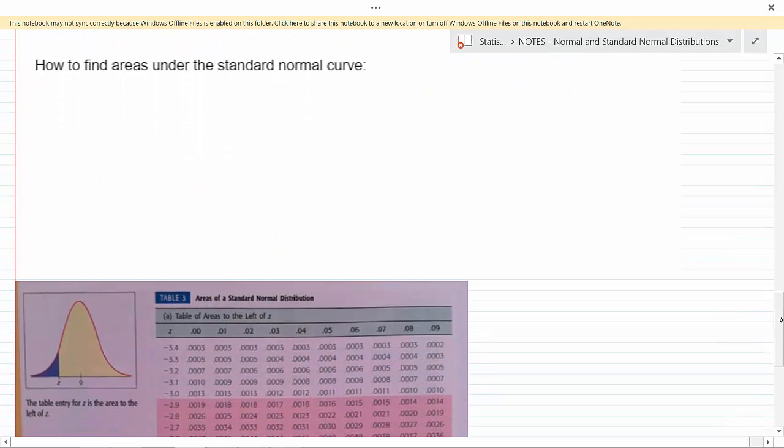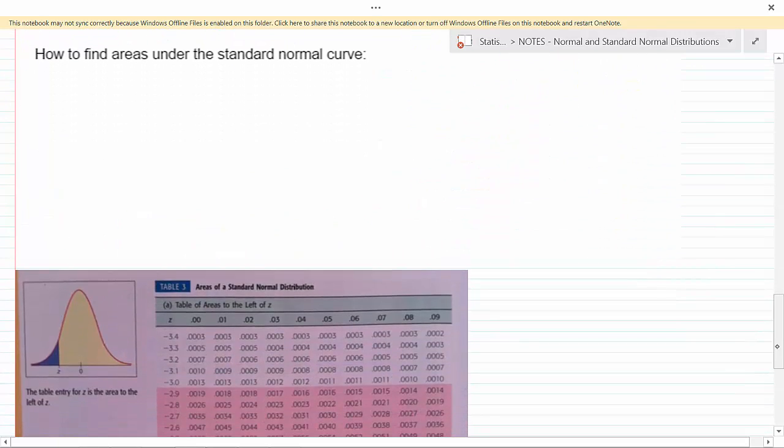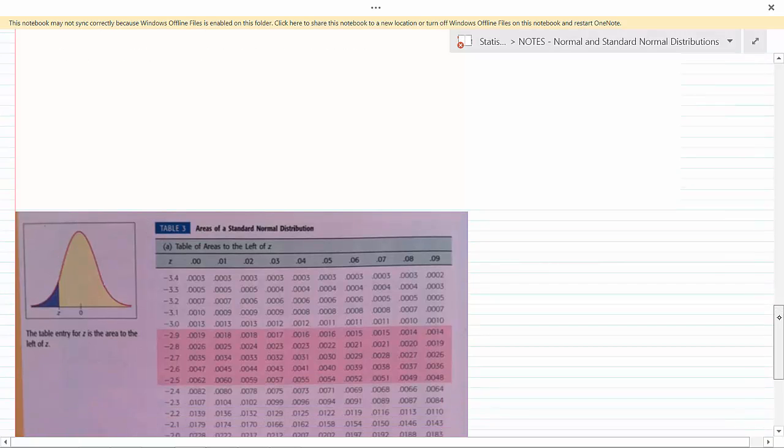The nice thing about the standard normal curve is that we can easily find areas under the curve in different denominations. So when we looked up above at the empirical rule, we were looking at really rough areas, right? We're talking about 1, 2, and 3 standard deviations away. But what if a z-score is half of a standard deviation away from the mean, or 2.5, or some other number that's not one of these whole denominations that we have? Using the standard normal curve, we can actually find those in this table below.